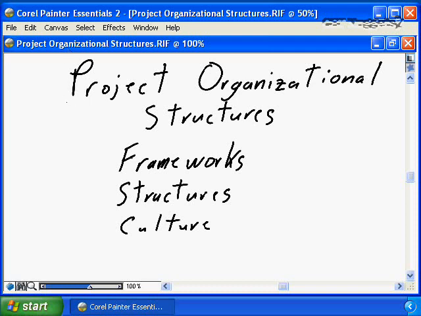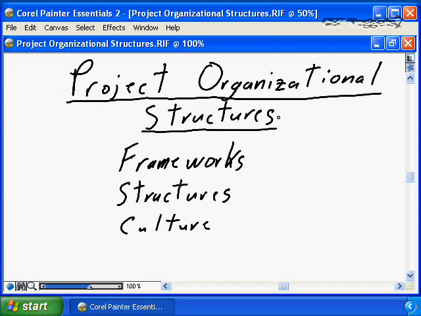In order to be able to successfully deliver a project in a company, you need to know the overall project organizational structures and the overall company's organizational structures. You need to know the framework within which the project will be delivered. What is the project's organization? Who do you report to? Who does your business sponsor report to? What is the power, what is the authority that you as a project manager have? What's the power and authority that your project sponsor has?